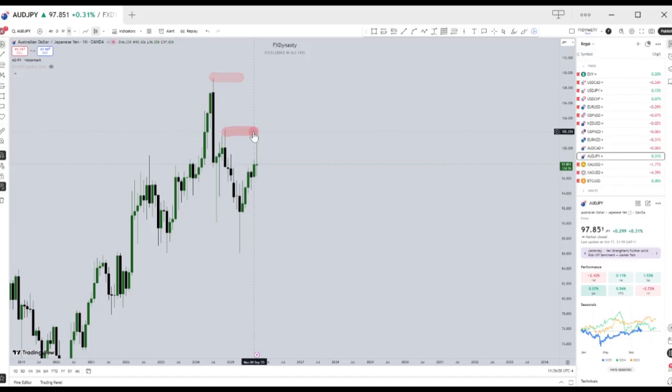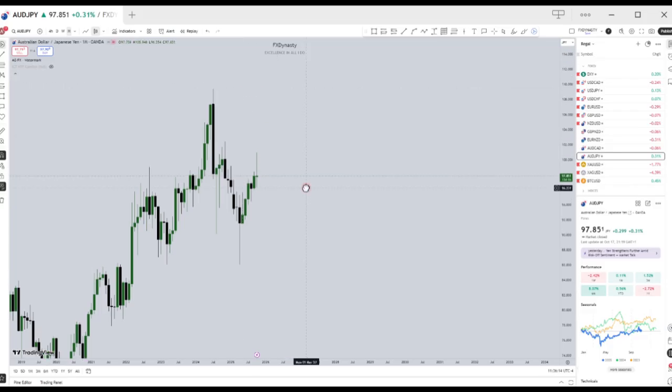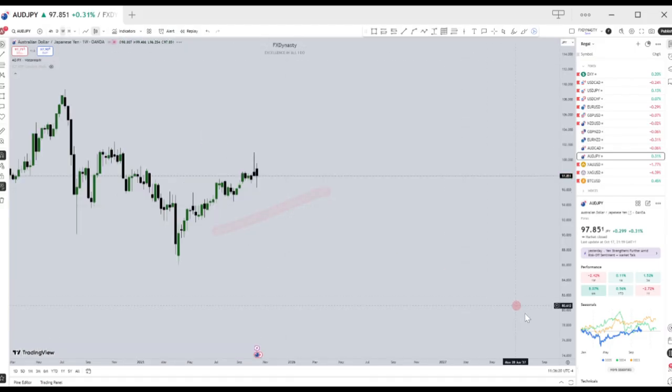This is like a low hanging fruit. The first objective, then this one, the second objective, in case we decide to push to the upside. So this is the monthly time frame. We are pushing higher. So let's look at the weekly time frame.